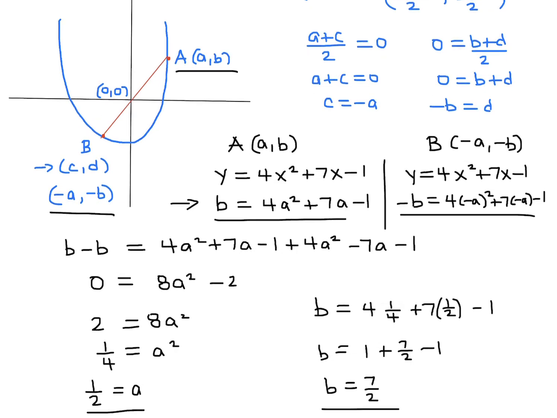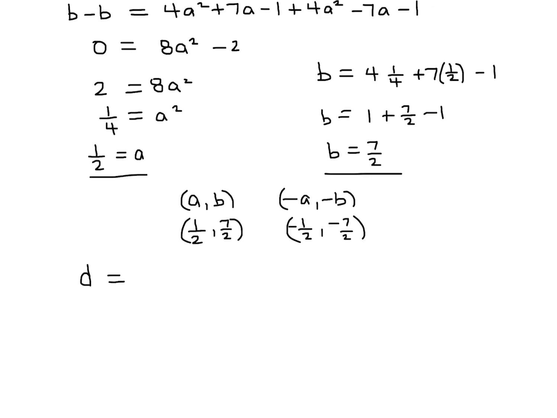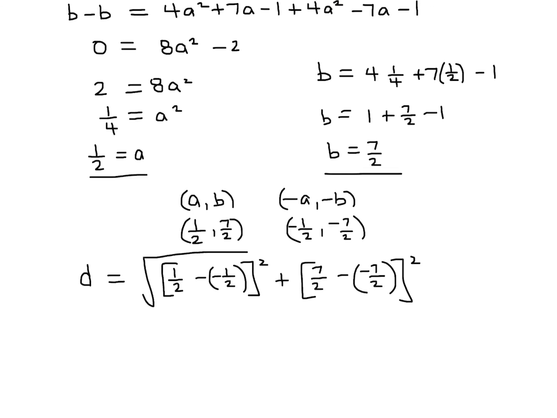The distance between 2 points, if you remember, our 2 points, first of all, are (a, b) and (minus a, minus b). Well, we know the a and b values. It's 1/2 and 7/2, and minus 1/2 and minus 7/2. The distance between 2 points, you remember that formula. You subtract them now, so it would be 1/2 minus minus 1/2 all squared plus 7/2 minus minus 7/2 all squared, and of course you have to take the square root of that whole thing.